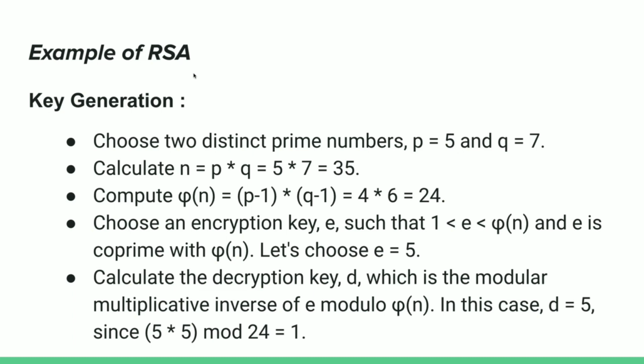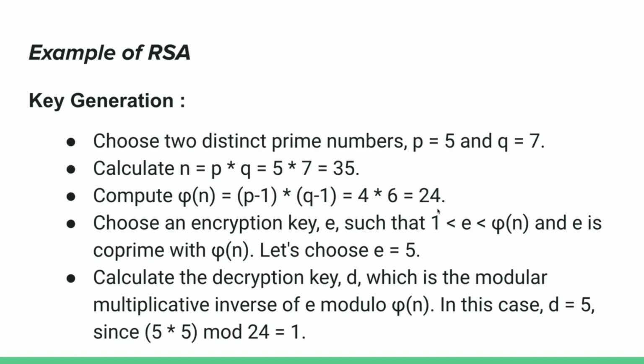Example of RSA. Key generation. Choose two distinct prime numbers P = 5 and Q = 7. Calculate n = P × Q = 5 × 7 = 35. Compute phi of n = (P-1) × (Q-1) = 4 × 6 = 24.